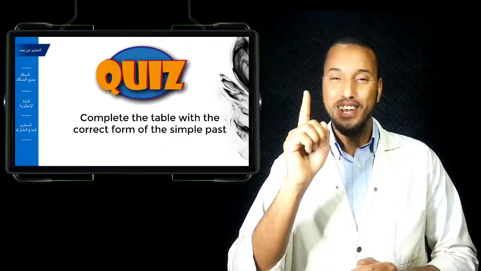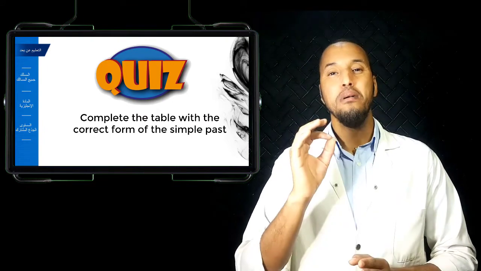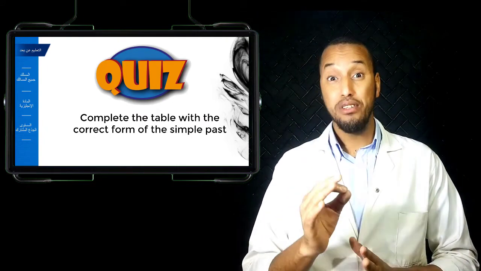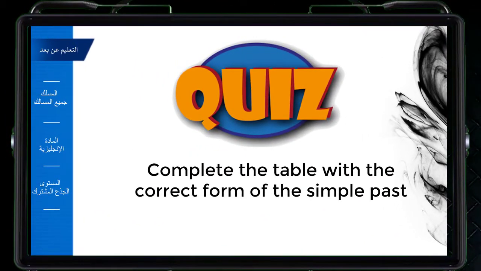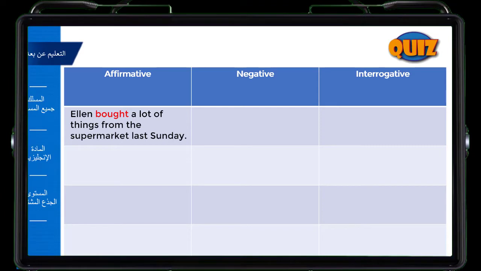Now, another small quiz. Are you ready? Let's start. Complete the table with the correct form of the simple past. Ellen bought a lot of things from the supermarket last Sunday. Now, what's the negative form?